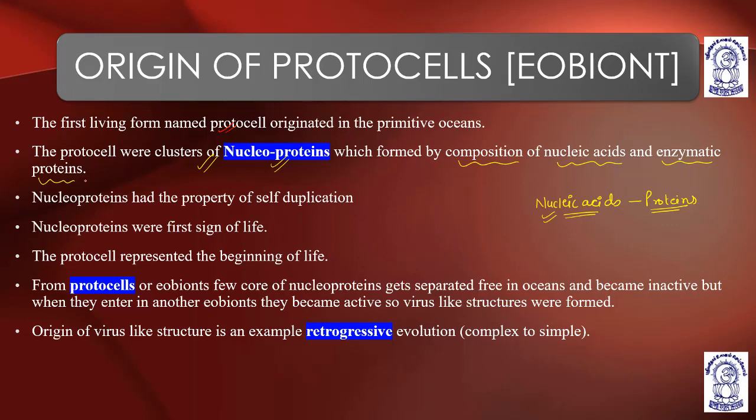Very important, enzymatic proteins. Now these proteins can undergo different types of catalysis or different types of metabolic reactions. So protocells, the very first, started to show signs of being metabolically active. They have nucleoproteins, which are basically the composition of nucleic acids and enzymatic proteins. Nucleoproteins had the property of self-duplication. So please remember this term: nucleoproteins had a property of self-duplication.